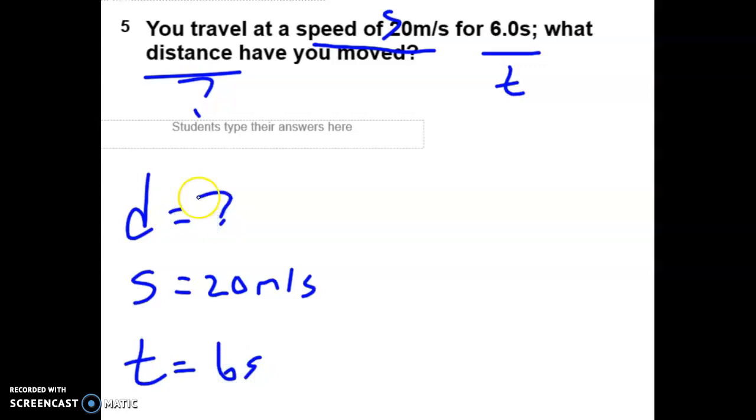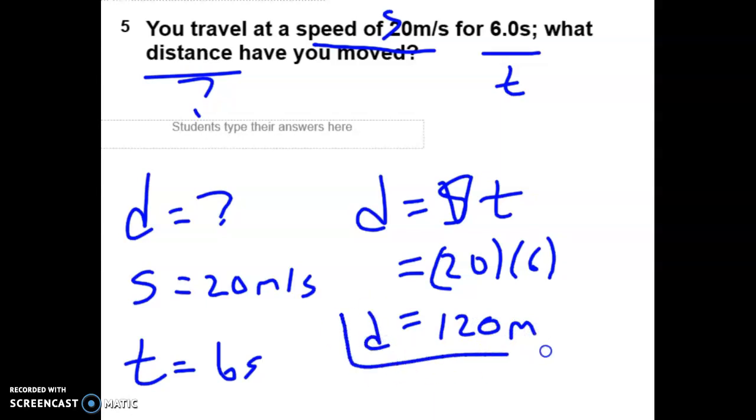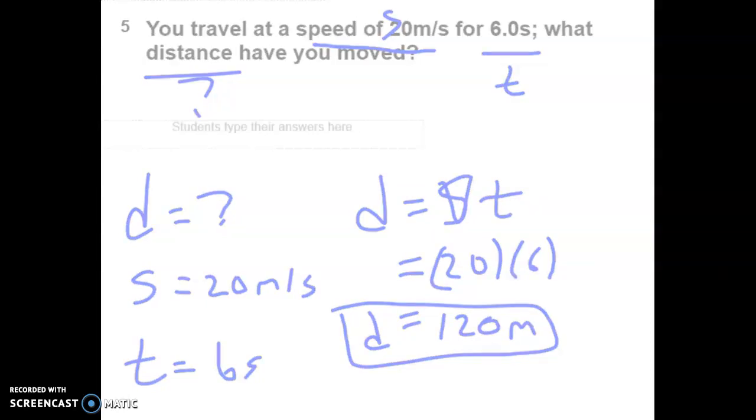We're looking for distance. Distance, like we just said in the previous problem, is equal to the velocity or speed times time. We should write S, speed times time. So the speed is 20 times the time, which is 6, I'm sorry, that's 120. Remember, distances are measured in meters. So distance is equal to 120 meters. We have about 2 minutes for 2 problems right here, so let me go ahead and do the next problem for you.